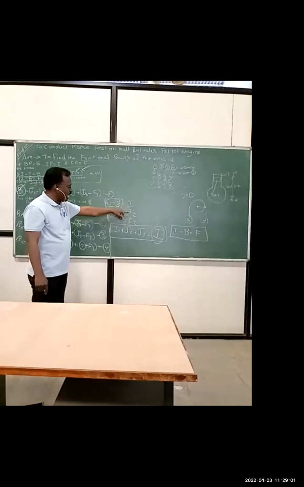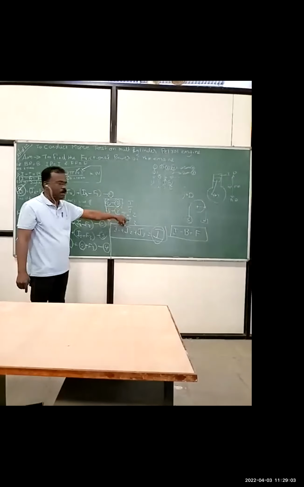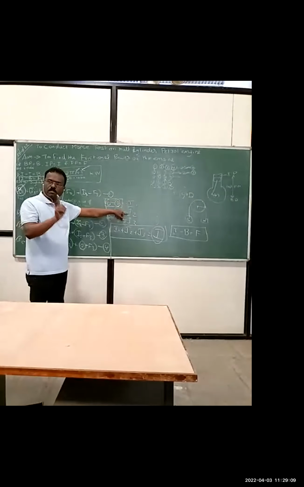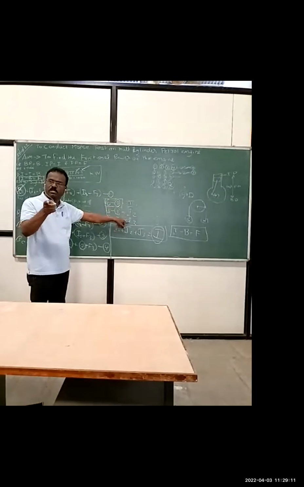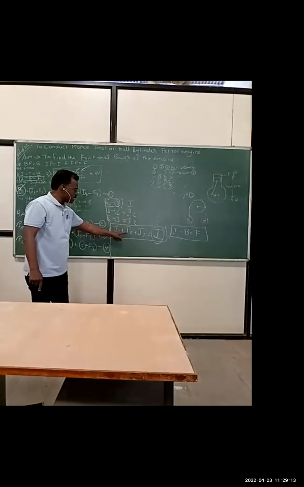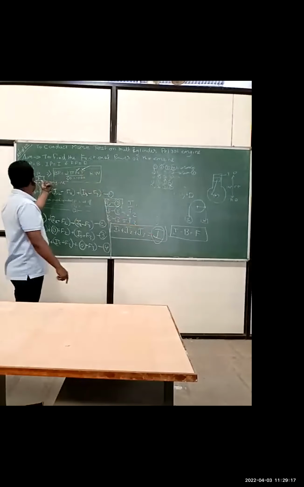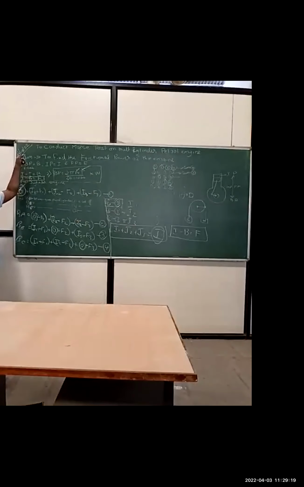And we know what I1 means, what I2 means, what I3 means. I1 is the indicated power in cylinder number 1. This is the indicated power in cylinder number 2, and this is the indicated power in cylinder number 3. So I1 plus I2 plus I3 is equal to I. What is I? I is the indicated power of the engine, the total engine.